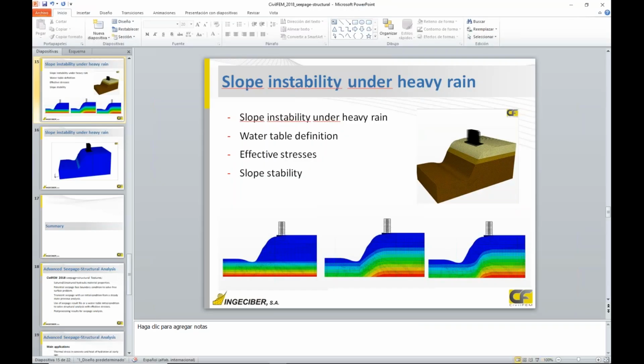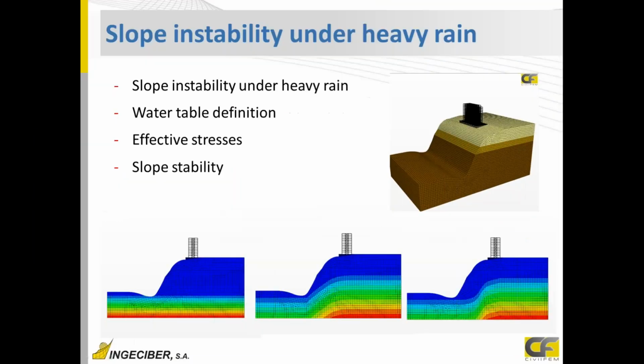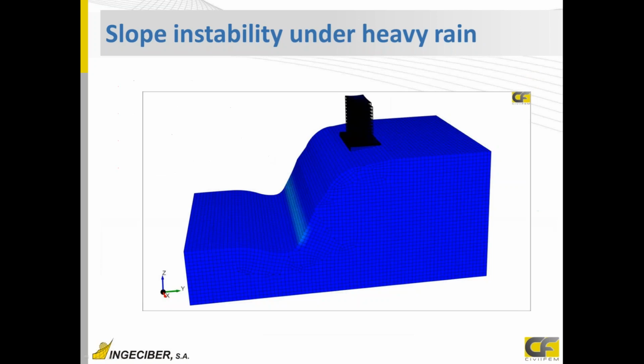So here, if I go to my slides, you can see that we have the water table definition. We define it in three different ways. This is the pore water pressure. This pore water pressure will affect my effective stresses, and we calculate the slope stability.